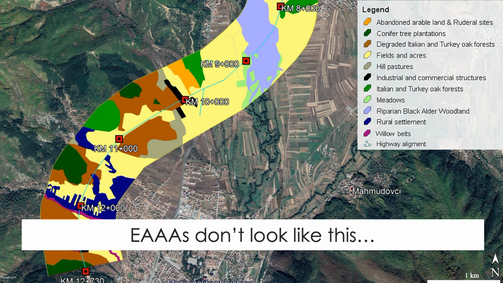An EAAA is often confused with the area of influence, or AOI, but they are different things. An EAAA tells us where things live. An AOI tells us where they might be affected. The AOI will become important during impact assessment, but for purposes of baseline study, the EAAA is the key unit of analysis.